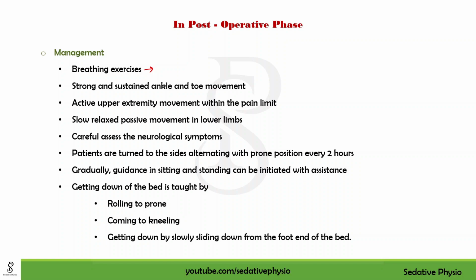Apart from these breathing exercises, we have to go for strong and sustained ankle and toe movement. Now, the patient has scoliosis and the surgery has been done on the spine, so why is ankle and toe movement important? See, if the patient has had surgical intervention on the spine, then the patient must be bedridden and on bed rest for some time. And if the patient is bedridden, then there will be no use of the ankle and toe, and hence they can develop contractures because of disuse of these joints. So we have to go for mobilization and movement of the ankle and toe joints.